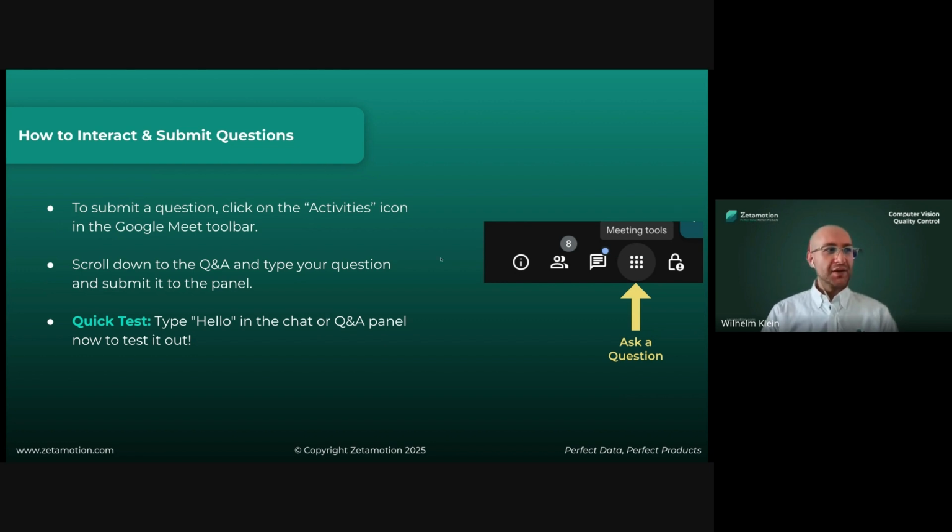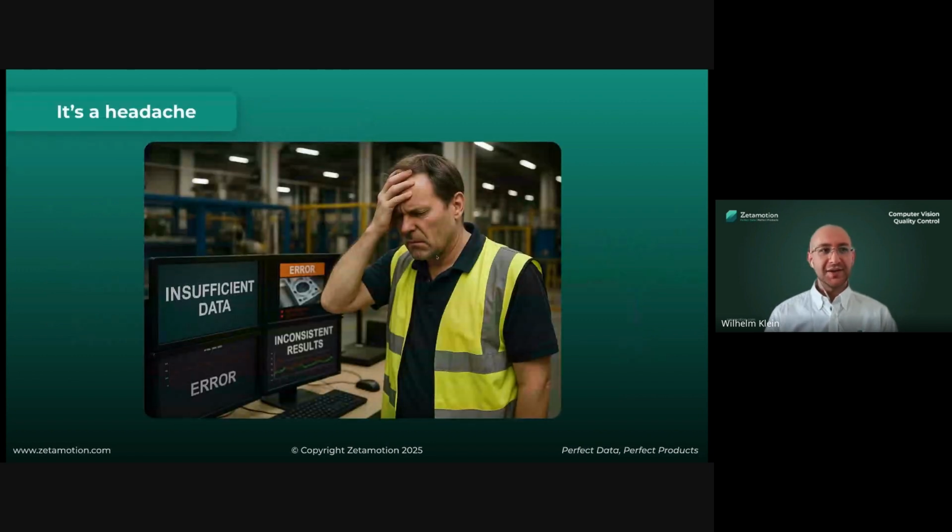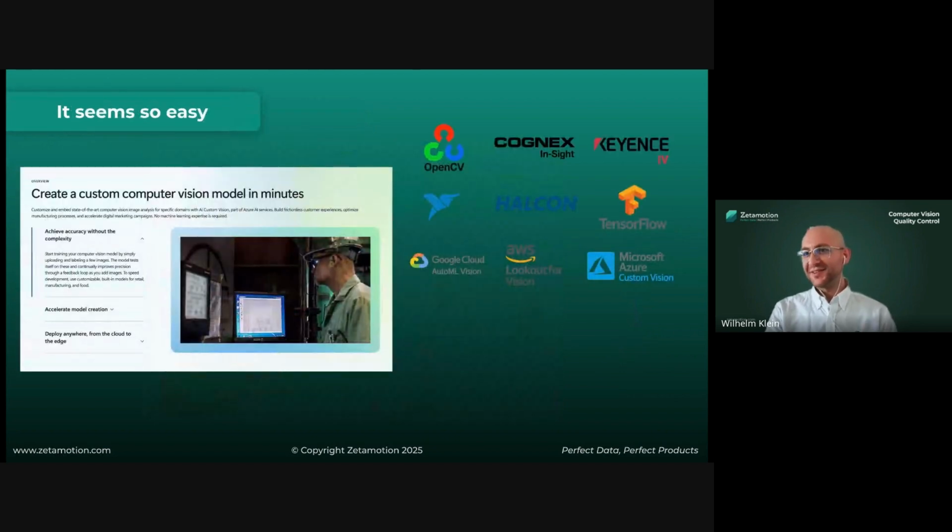Right. So why is it so difficult? Well, it seems so easy. There are so many tools out there that you can download nowadays. You can try them for free. There's OpenCV, of course. There are platforms from Cognex, from Keyence. You can try out Microsoft Azure's Custom Vision. There's Google AutoML Vision. Amazon has Lookout for Vision. There's a lot of items out there, right?